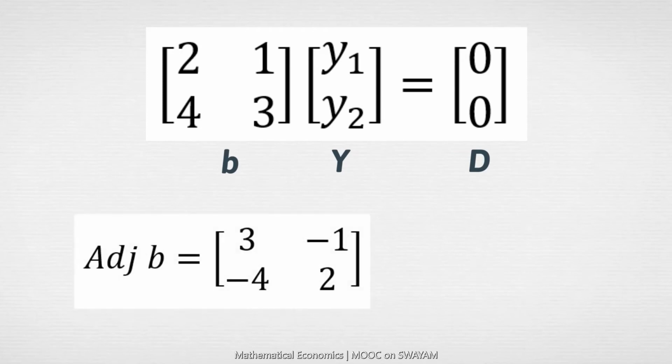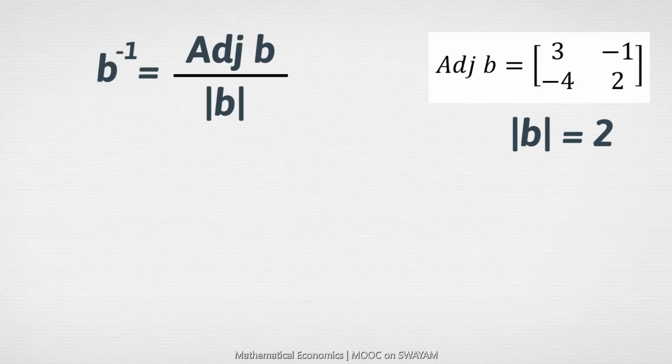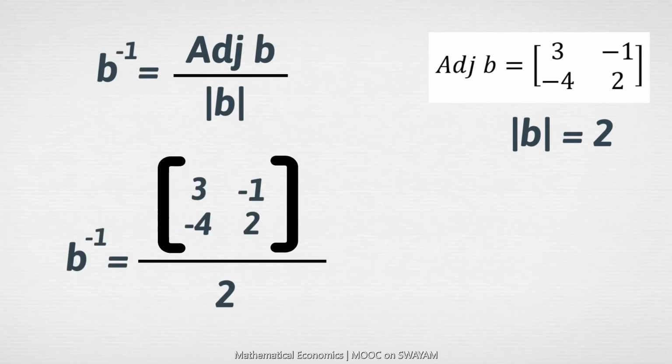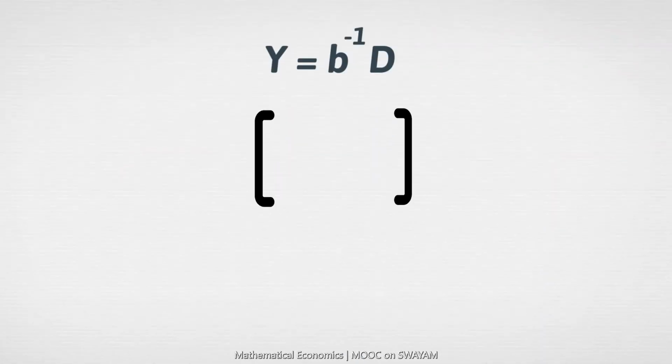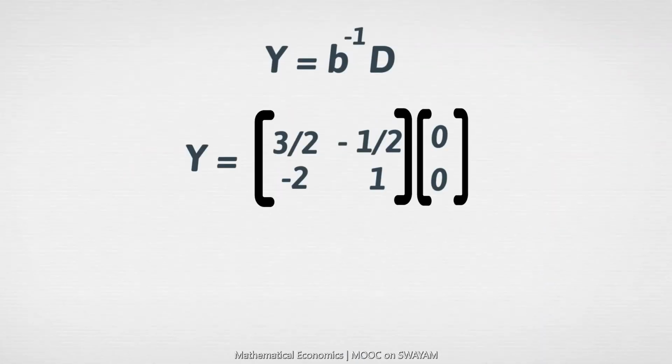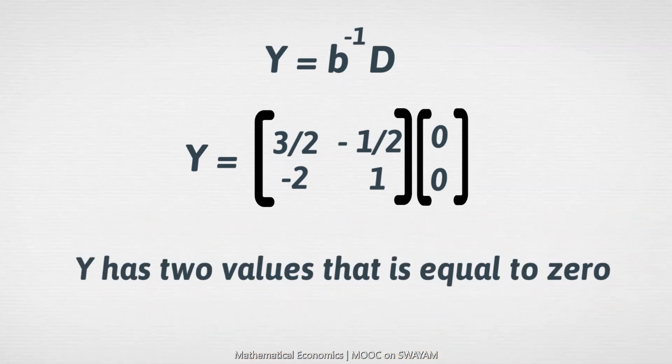In our example, determinant b is equal to 2, which is not equal to 0. Using the formula for the inverse of a matrix, we get b inverse. Therefore, vector y is equal to b inverse multiplied by the vector of constants, that is d. That gives us two values, that is equal to 0.